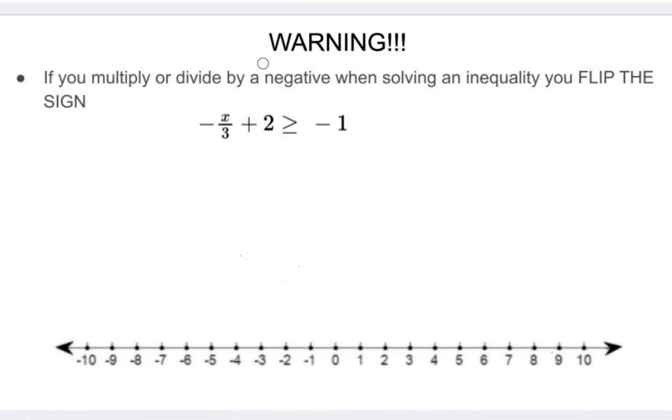Now there is one case that we need to be careful with. That's the inequality sign flip rule. So when we're solving an inequality and we have to multiply or divide by a negative, the sign is going to flip. So let's just solve this and see what happens.